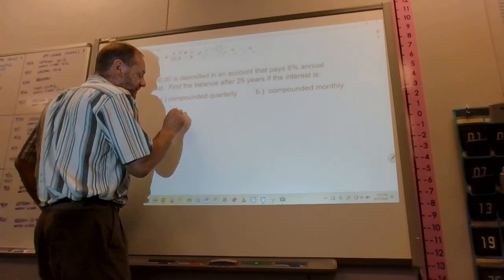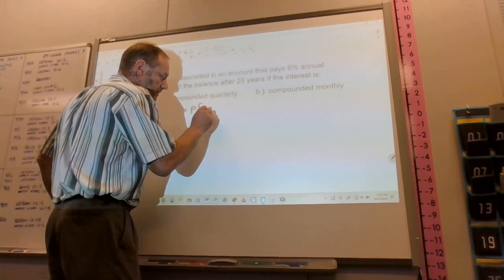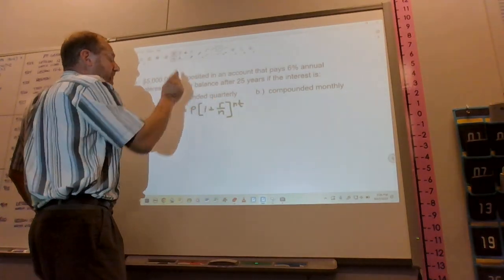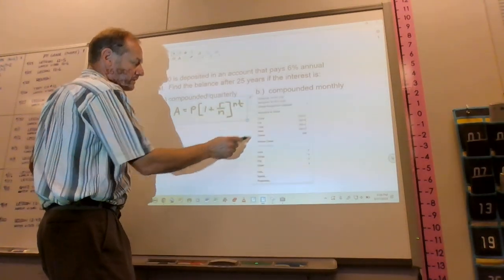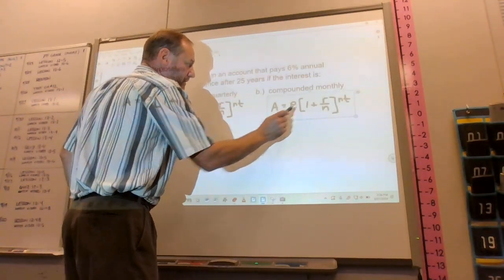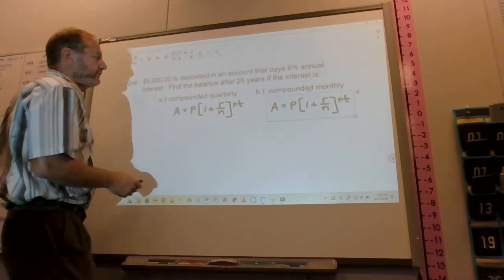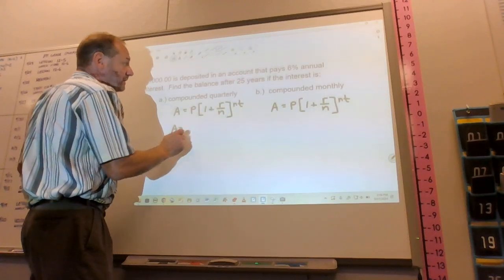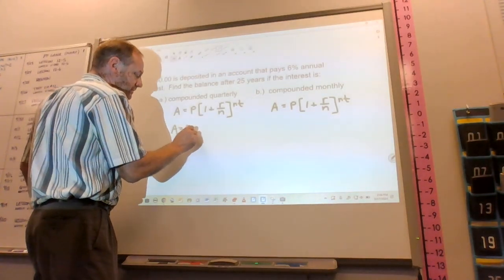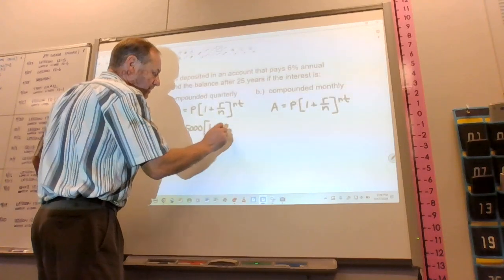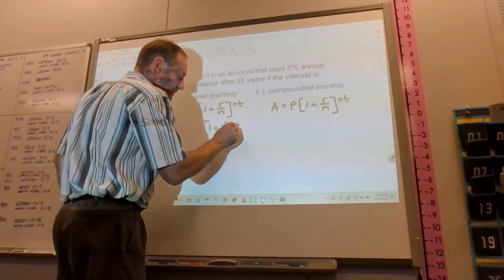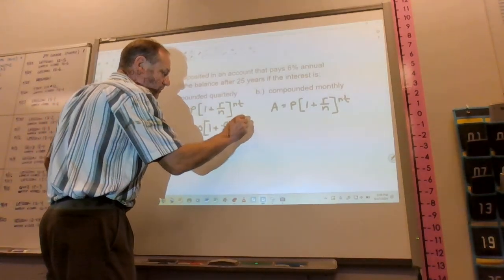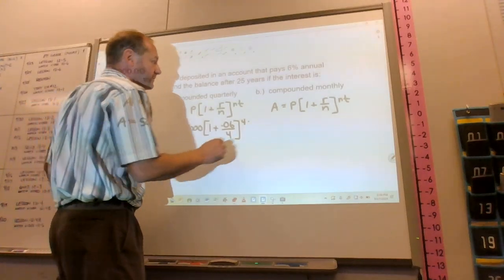Okay, so again, for both of these, this is the formula. Okay, so on this one, the amount is going to be $5,000 times (1 plus, my rate is 0.06, here I'm compounding it quarterly, so that's going to be over 4) to the 4 times 25 years.